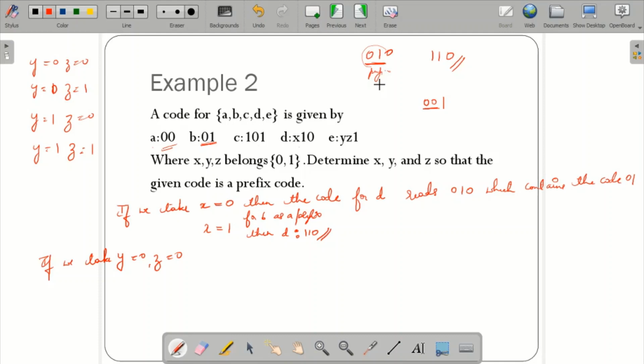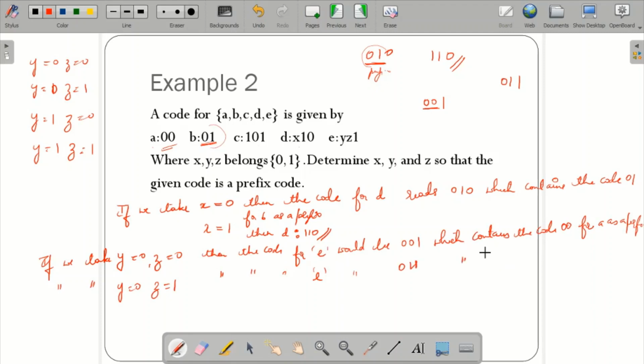Same thing. If we take Y equal to 0 and Z equal to 1, then the code for E would be 011. But 01 is there, so 011 contains the code 01 for B as a prefix.